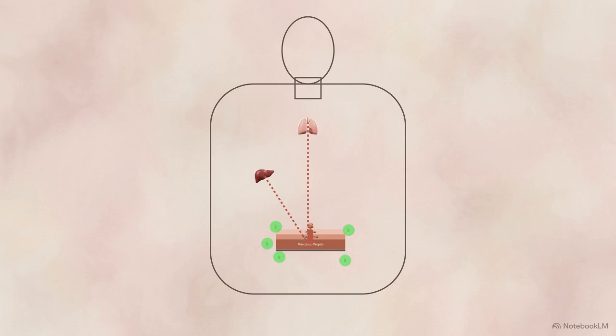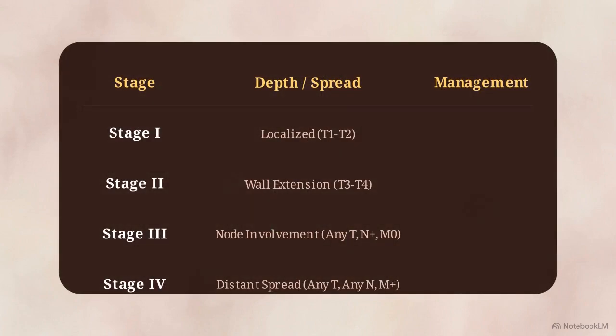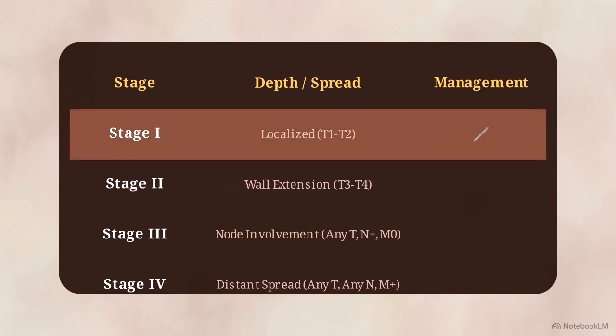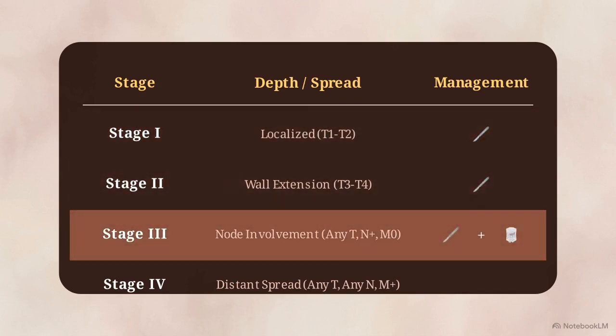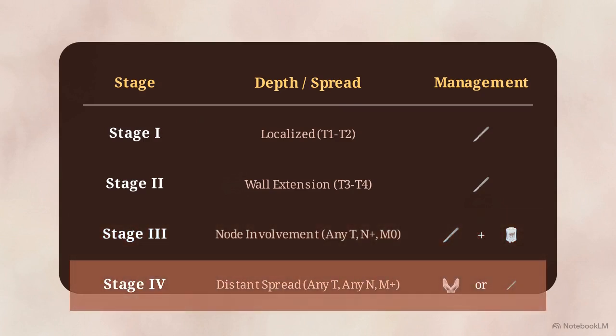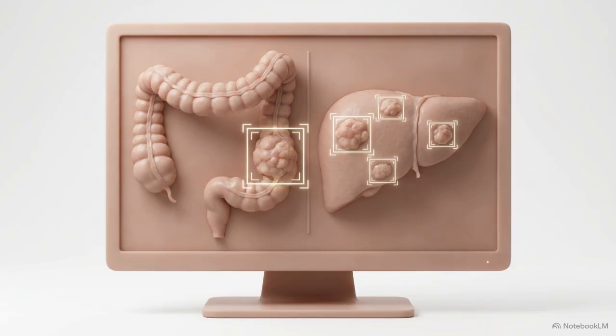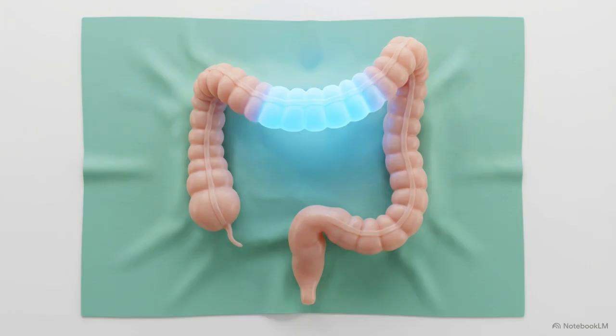This table aligns AJCC stages 1 through 4 with clinical management. Stage 1 requires surgical resection alone. Stage 3 requires surgery plus chemotherapy. Stage 4 requires systemic palliative therapy, or surgery for resectable oligometastatic disease. TNM staging treats the disease as an expanding territory that must be systematically cleared. The core principle of curative colorectal surgery is strict.